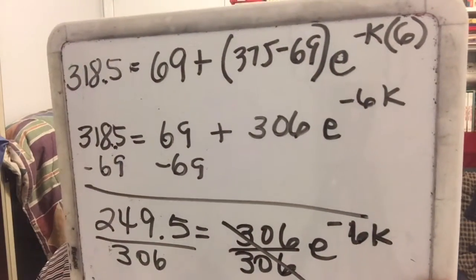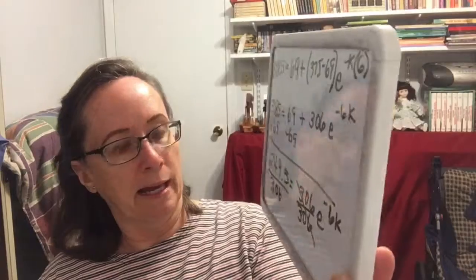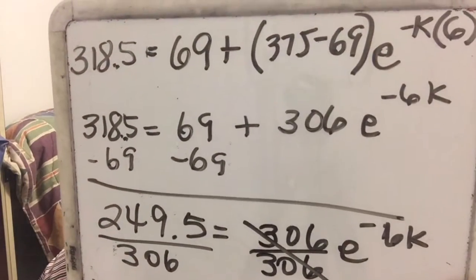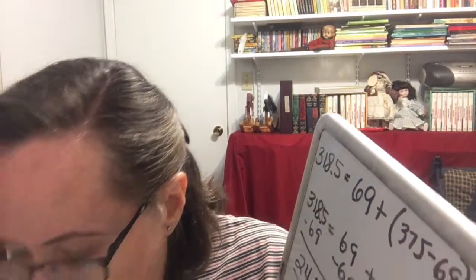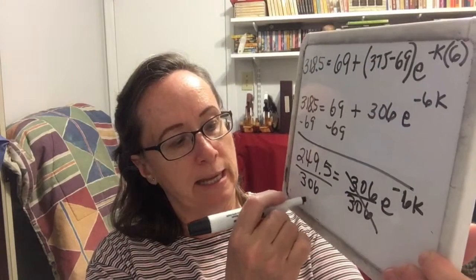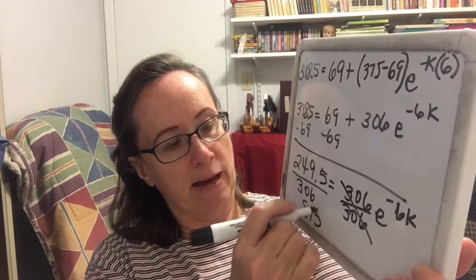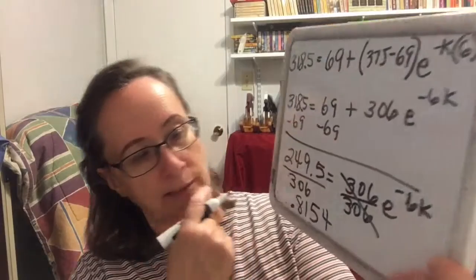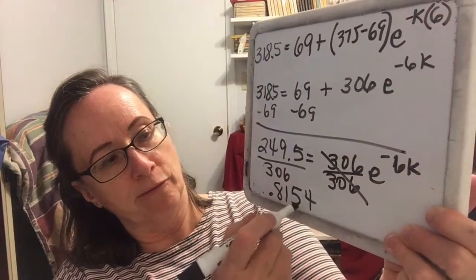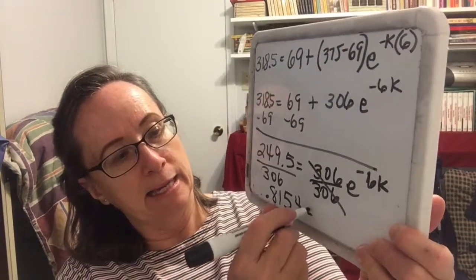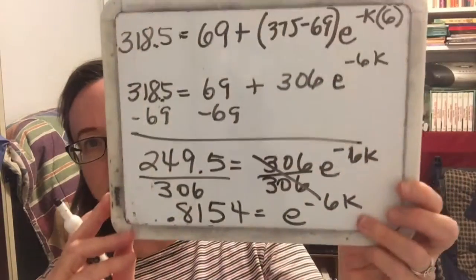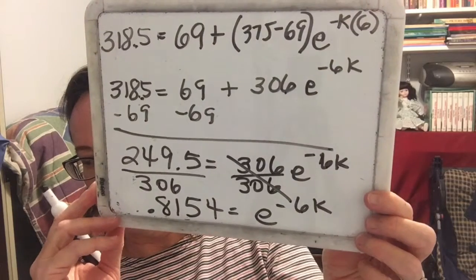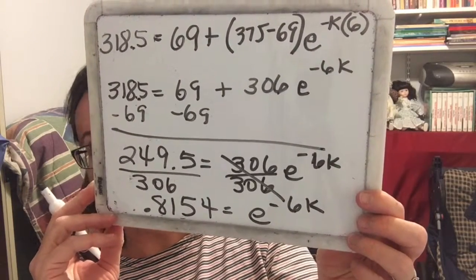And we're going to get 249.5 divided by 306, which is 0.815. I like 4 digits, so I'll put a 4 next because it's rounded. So 0.8154 is e to the negative 6k. So that's what we have so far. So we're going to get another board here.